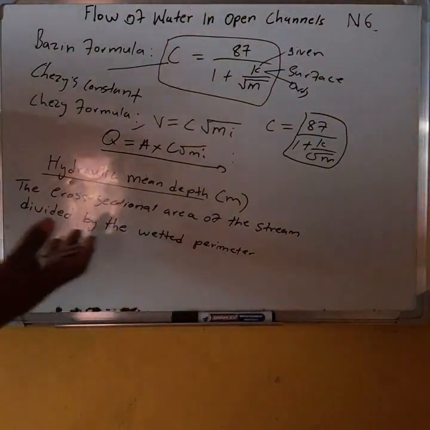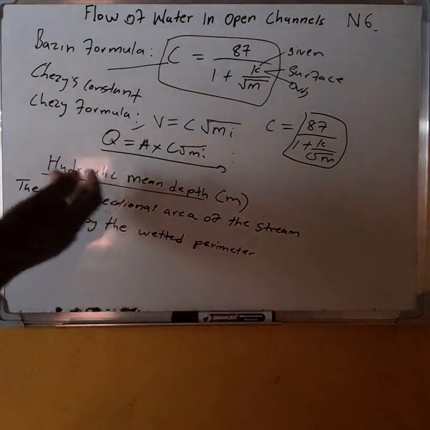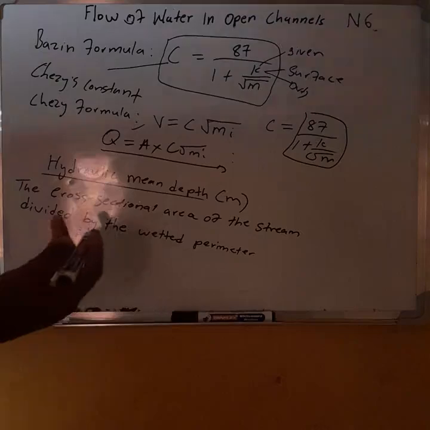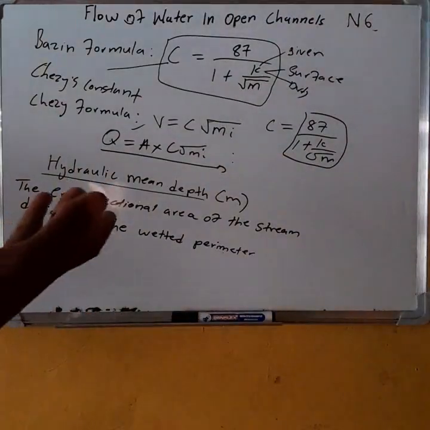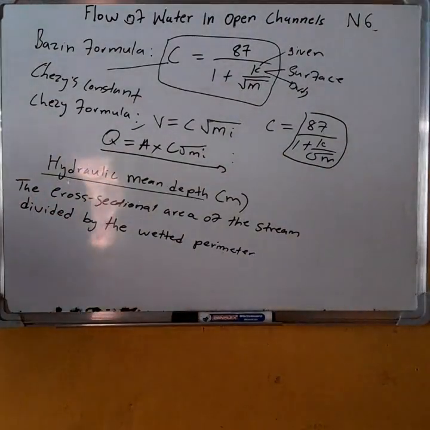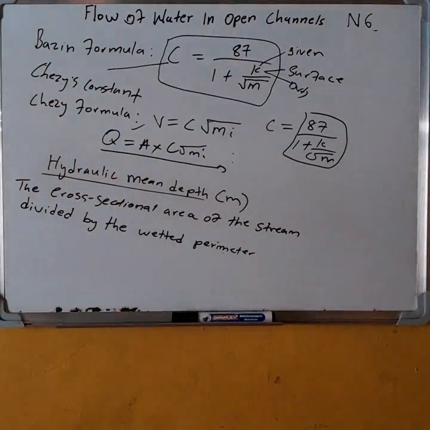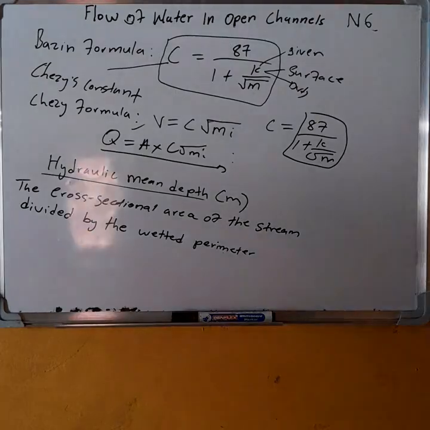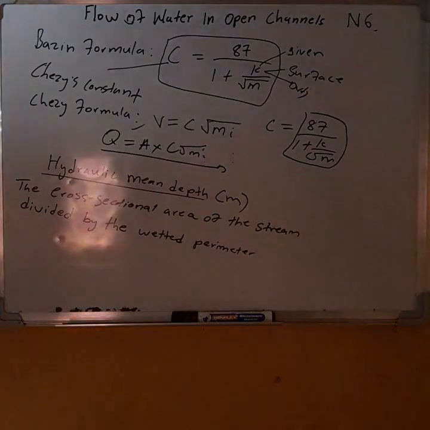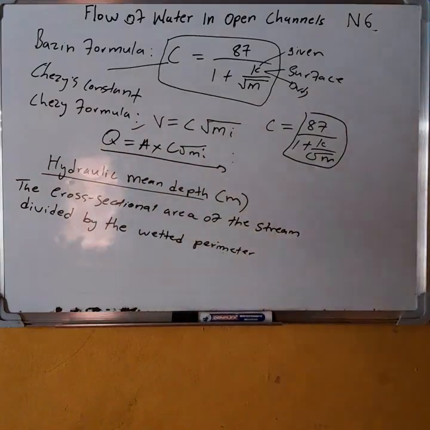As you can see, this definition is clear. Hydraulic mean depth. What is hydraulic mean depth? It is the cross-sectional area of the stream divided by the wetted perimeter. This is clear. Then, as you can see, it's divided by the wetted perimeter, right?